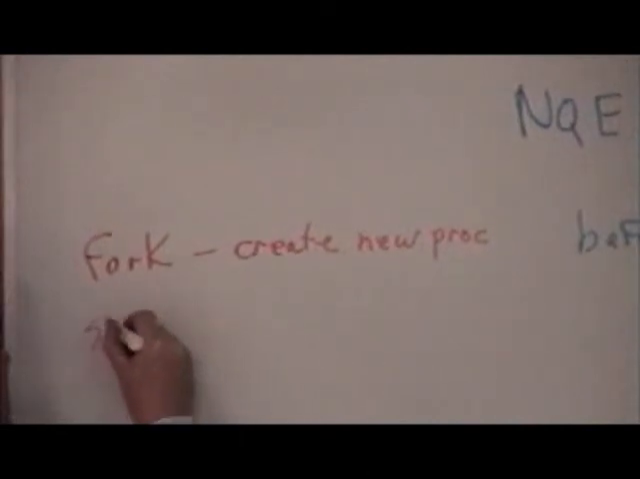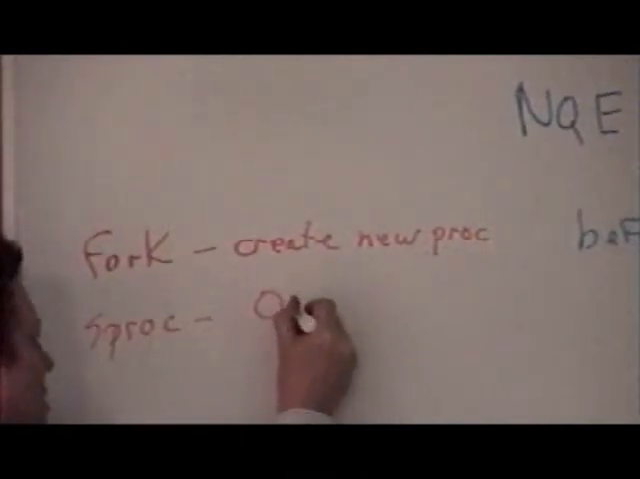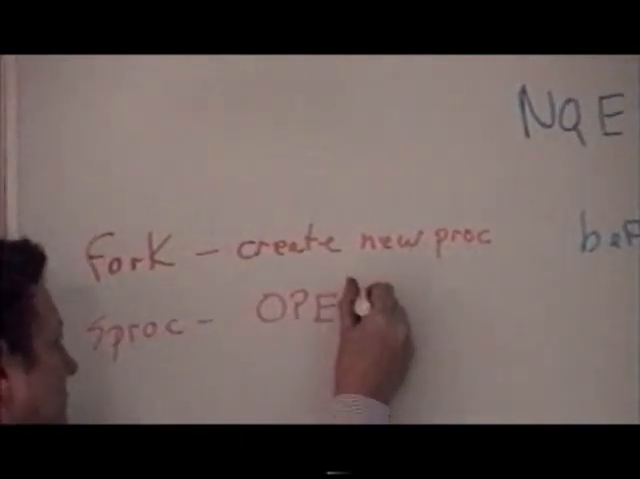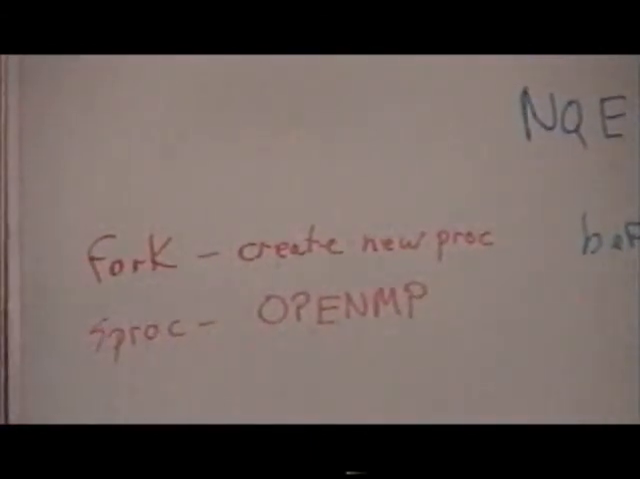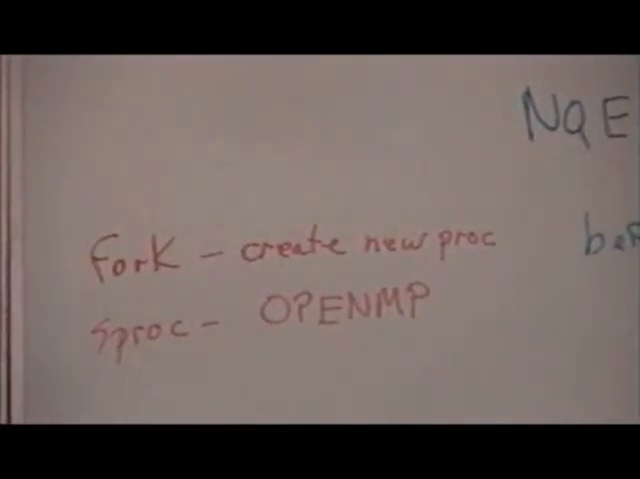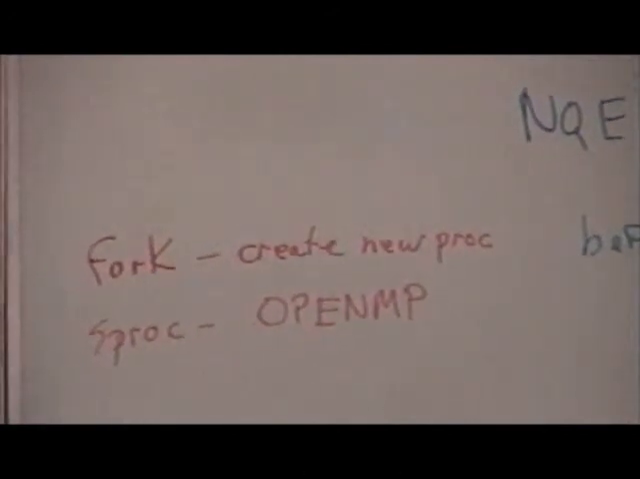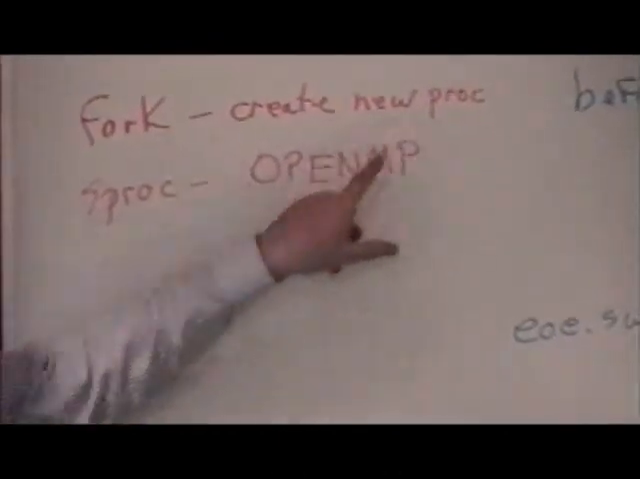Then we have SPROC, which is what OpenMP uses. And OpenMP is our multi-threading compiler syntax. So I can say, take this iterative do loop and spread it across a bunch of CPUs. And again, you're creating a new process, but they're sharing the process space. So if I create 4 threads, they can still talk to each other through shared memory.